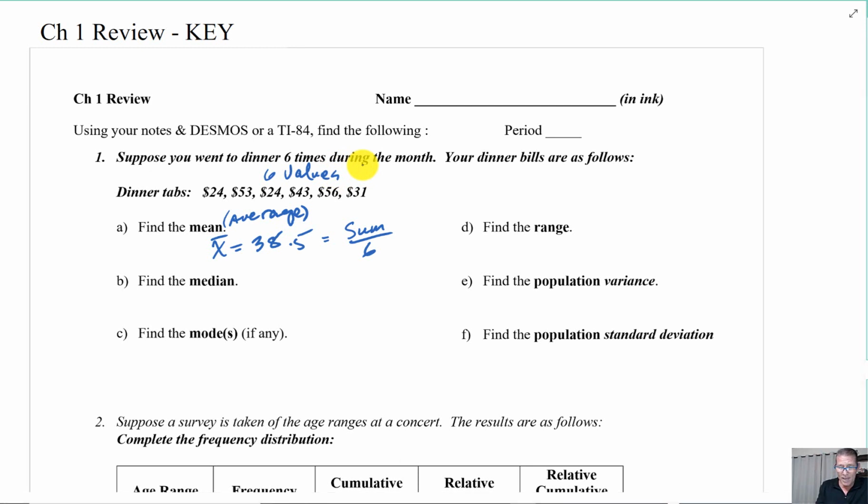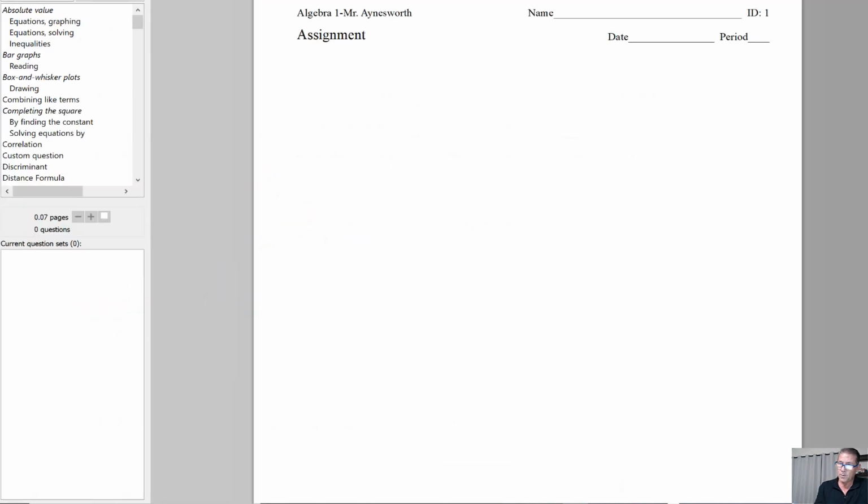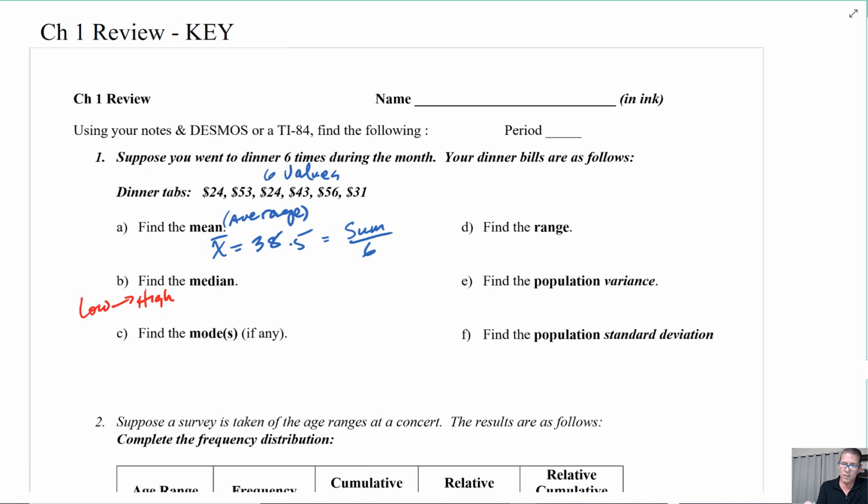Now, when you want to get the median, all right, you have to list from low to high. All right, low to high first, or high to low, it doesn't matter. All right, and the low value is 24. So there are two 24s. And then we have 31 and then 43. So 31, 43, and then 53 and 56. So 53, 56, and you pick the one in the middle.